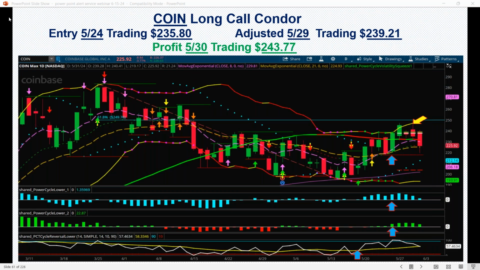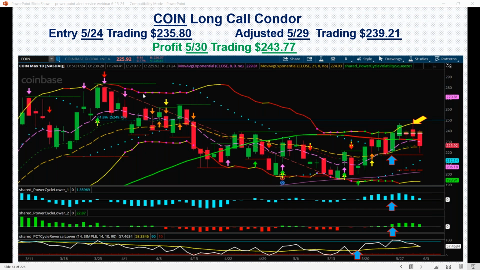So here was the COIN trade set up. You can see again the same similar patterns that I'm looking for. I had a cycle reversal. I'm looking at the same steps for every trade I look at and take. It was in a volatility squeeze right there. Cycle 1 and 2 go positive. Took the trade right here and ended up getting out of the trade right there. Profit on the 30th, trading at 243.77, so from 239 to there. And these are cycle swing trades.